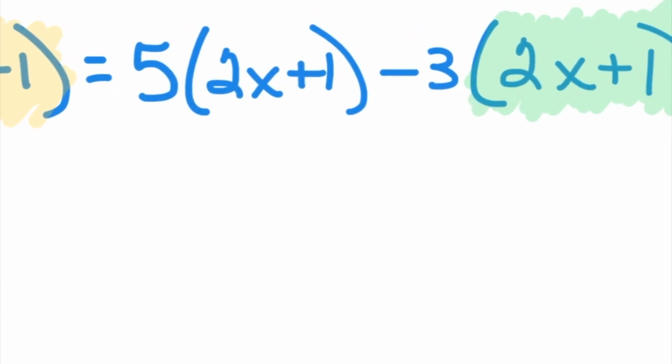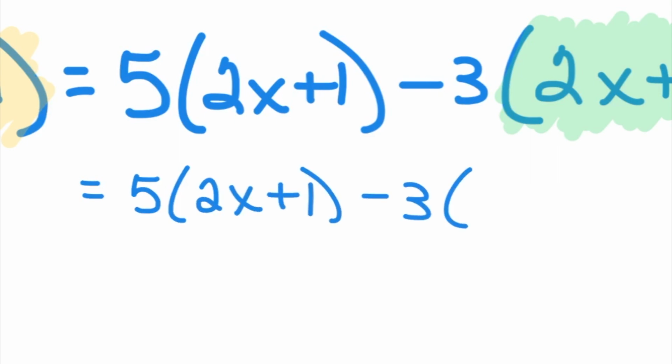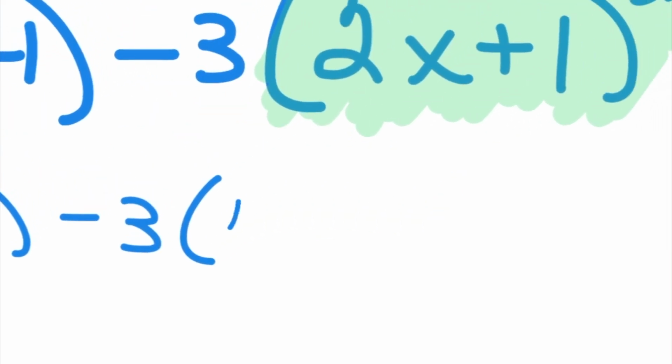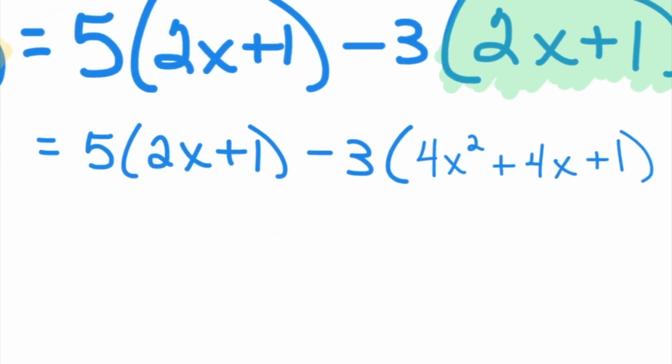And so I'll leave alone the 5 and the quantity over here for now. 5 times 2x plus 1 minus 3 times. Now I'm going to square 2x plus 1, but I have to FOIL it, so that's 4x squared, and then plus 2x is plus 4x, and then 1 times 1 is just 1. So that's the answer when you FOIL.